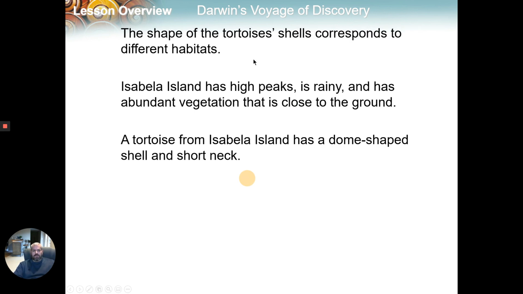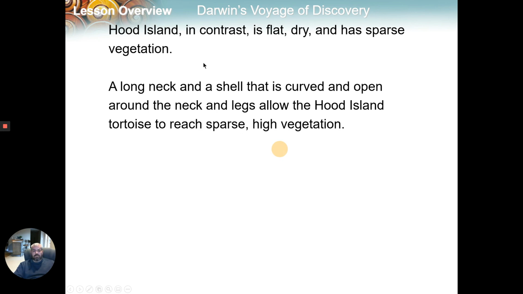So the shape of the tortoise's shells corresponds to different habitats. Isabella Island has high peaks, is rainy, and has abundant vegetation that is close to the ground. A tortoise from Isabella Island has a dome-shaped shell and a short neck. Hood Island, in contrast, is flat, dry, and has sparse vegetation. A long neck and a shell that is curved and open around the neck and legs allow the Hood Island tortoise to reach sparse high vegetation, like on the cactus in the video I was showing you guys.